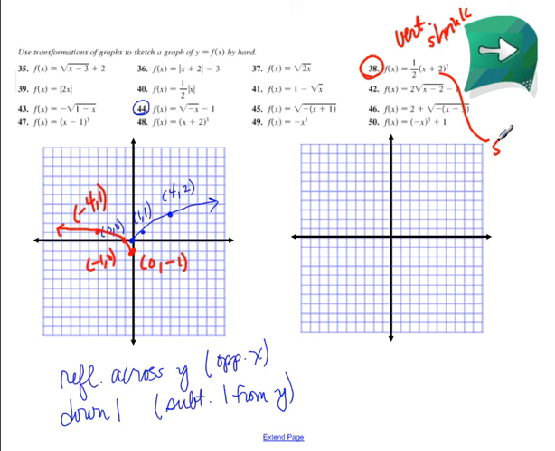Yeah, it's going to shift left 2 units. So our basic function that we're talking about shifting is x squared. On x squared we have (0, 0), (1, 1), (2, 4), and (-1, 1) and (-2, 4).